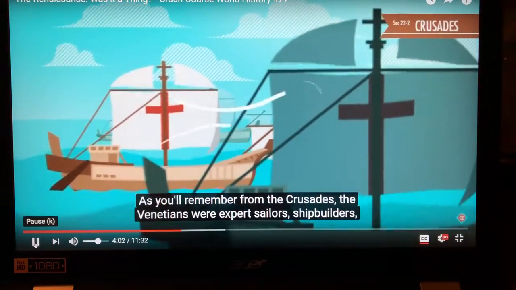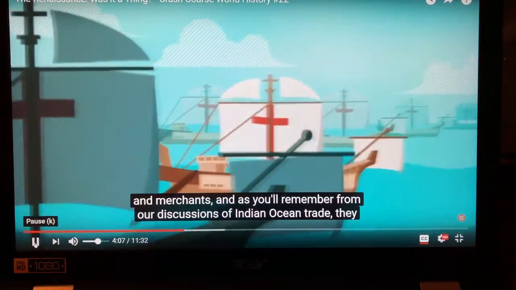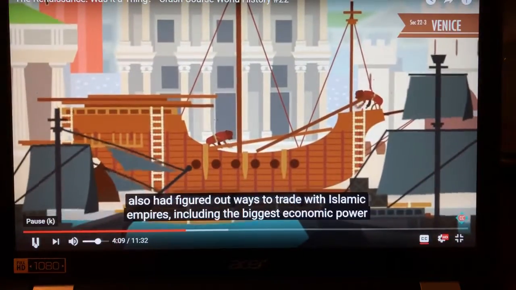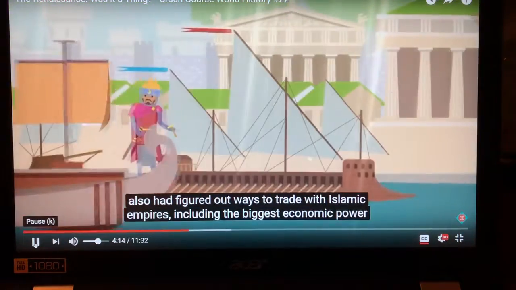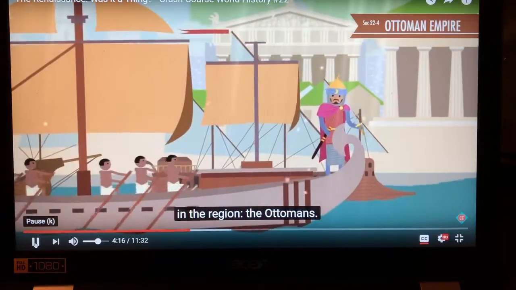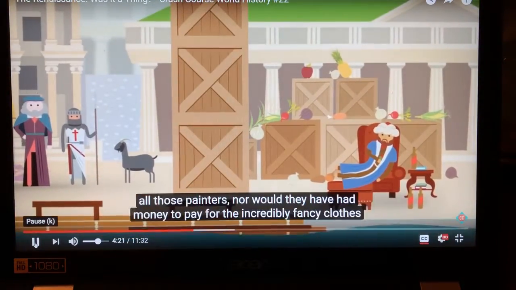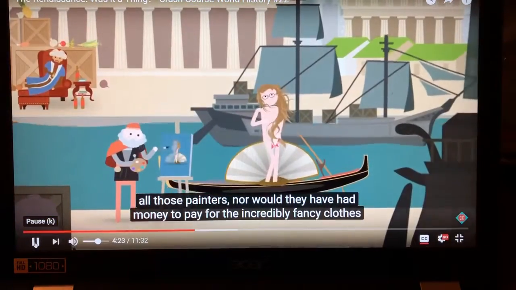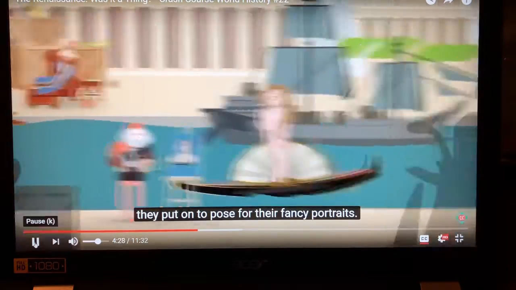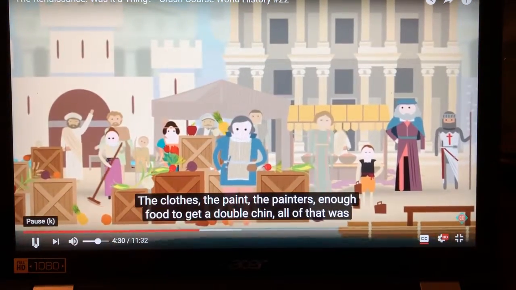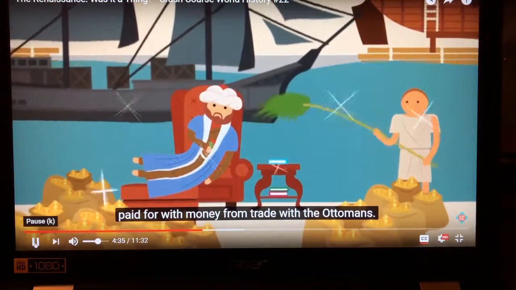As you'll remember from the Crusades, the Venetians were expert sailors, shipbuilders, and merchants, and as you'll remember from our discussions of Indian Ocean trade, they also had figured out ways to trade with Islamic empires, including the biggest economic power in the region, the Ottomans. Without trading with the Islamic world, especially in pepper, Venice couldn't have afforded all those painters, nor would they have had money to pay for the incredibly fancy clothes they put on to pose for their fancy portraits. The clothes, the paint, the painters, enough food to get a double chin, all of that was paid for with money from trade with the Ottomans.